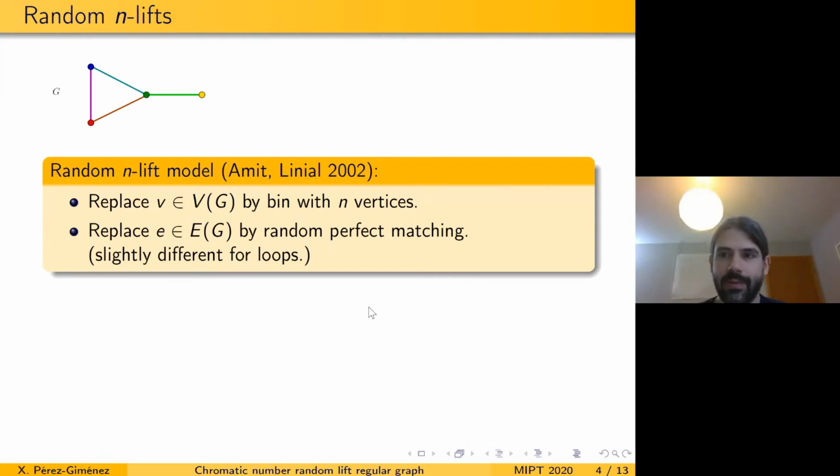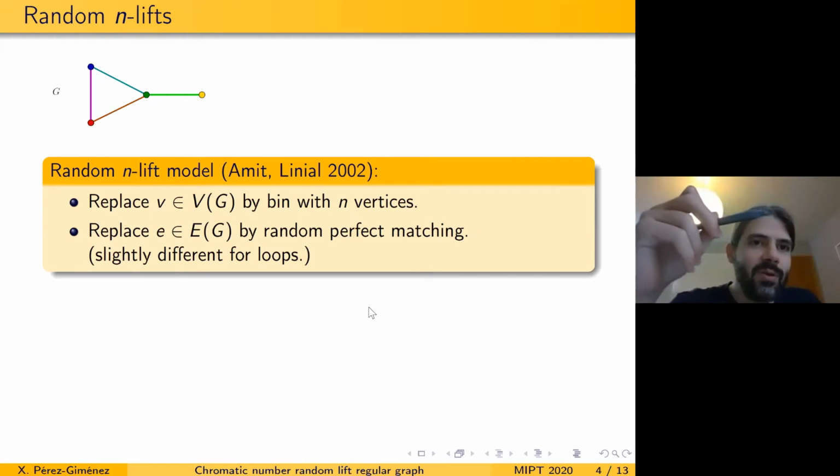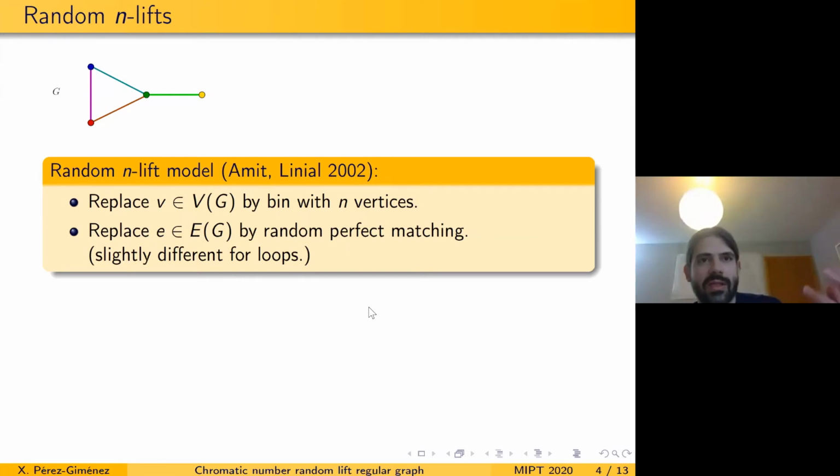So since I'm a random graph person, it makes sense to consider a random model for this kind of graph. You can build a random n-lift by just choosing one uniformly at random. This was introduced by Amit and Linial, and there are a number of papers by Amit, Linial, and Matuszek that look at this model and at different graph invariants for this model.